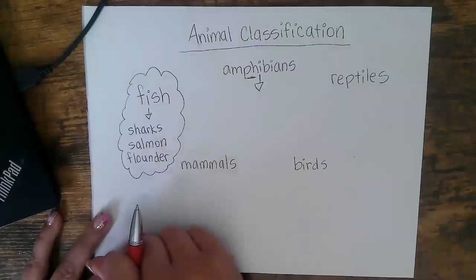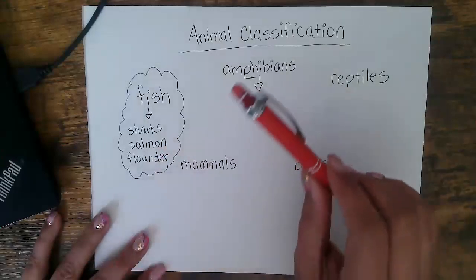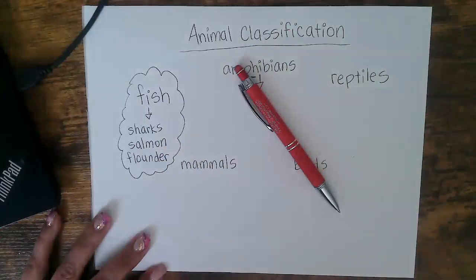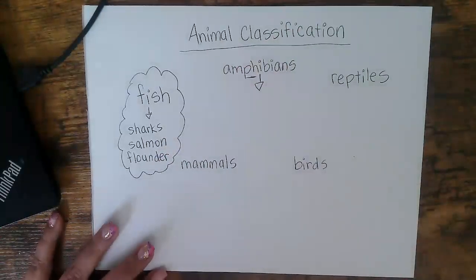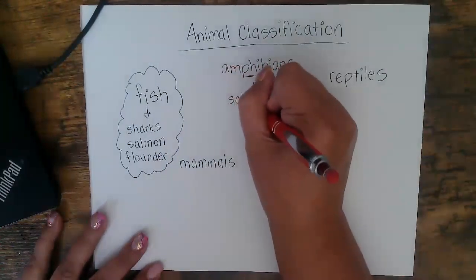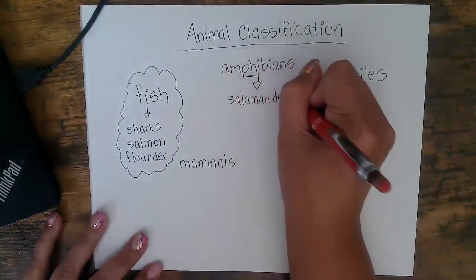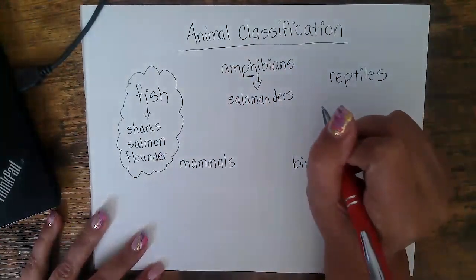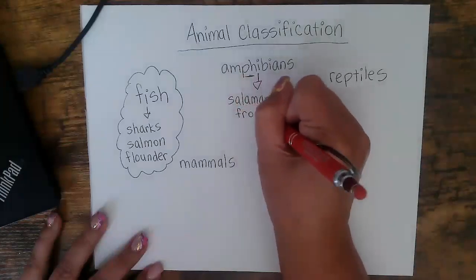Amphibians. Let's have some examples of amphibians out loud. Raise your hand. Excellent. I heard some things. I'm going to go ahead and write salamanders. Salamanders. If you need to Google pictures, go for it. Okay. Of course, frogs with scaly skin.